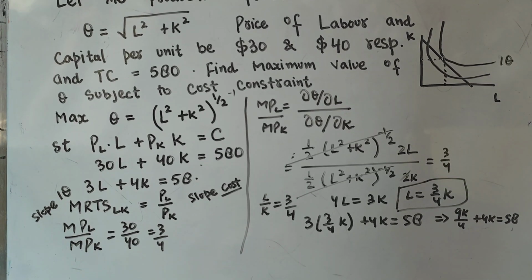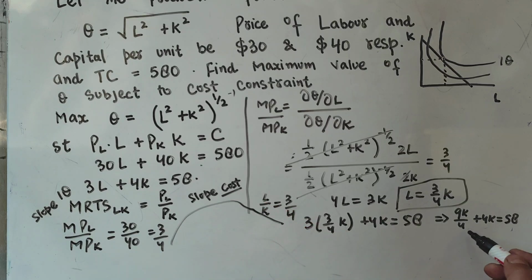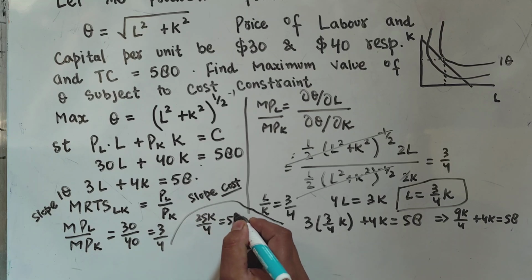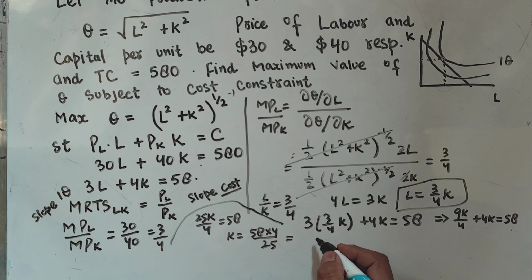Let's create some space. So 4 4s are 16, so 25K upon 4 is equal to 58, or K will be equal to 58 into 4 divided by 25, which is equal to 232 divided by 25. This will be the units of capital employed.